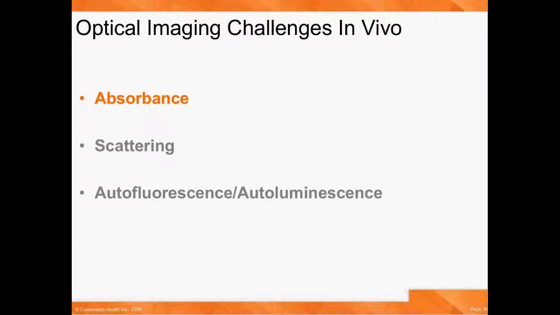There are a couple of major challenges for optical imaging in vivo as opposed to optical imaging in vitro. Number 1, absorbance is a major problem when doing in vivo optical imaging. That really isn't an issue with things like Westerns or fluorescence microscopy. In addition, scattering of light limits your spatial resolution, and autofluorescence and autoluminescence limit the ability to detect a signal over an endogenous background.